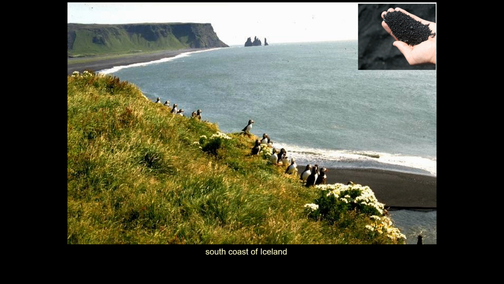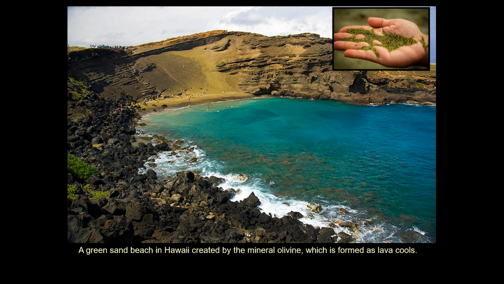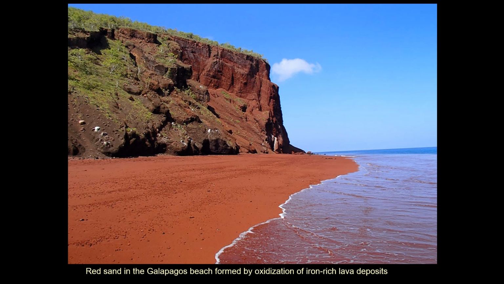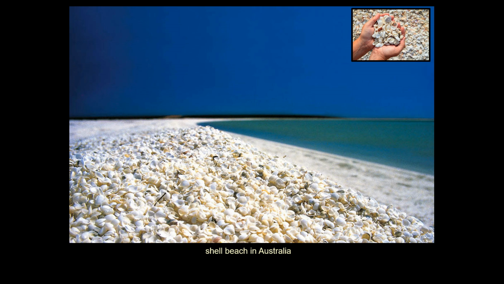If you look at materials that make up beaches, on the south coast of Iceland we have some beaches made up of volcanic materials, so the beaches are very dark in color. And elsewhere, materials in the rock that eroded to become sand give the sand a unique color. This green sand in Hawaii was created with some mineral that was included in the formation of the rock. And we have very red sands in the Galapagos, formed by the oxidation of iron-rich lava deposits, and some shell beaches in Australia.